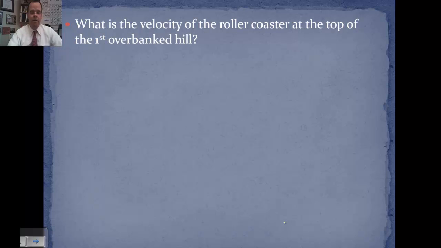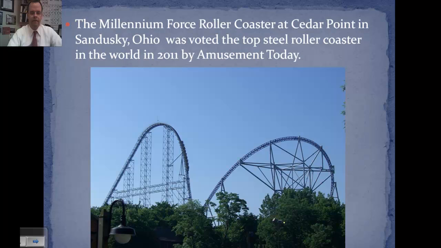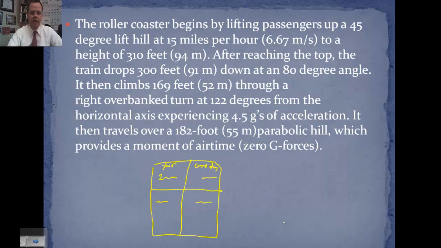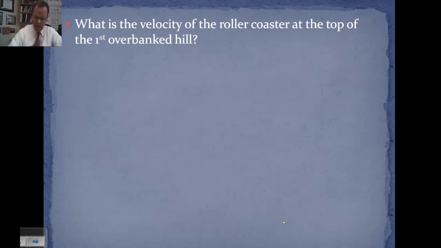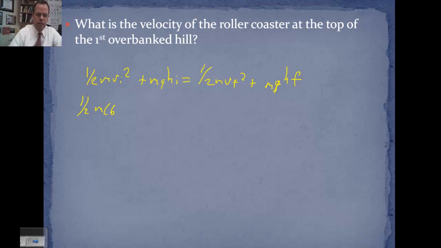Now we want the velocity at the top of the first overbanked hill. So let's go back to that data. The top of the first overbanked hill is 52 meters above the ground. So this will be a conservation of energy problem again. 1/2 mv initial squared plus mg h initial equals 1/2 mv final squared plus mg h final. Now, I like to use my original data when doing these, so my original 6.67. That way, if I made a mistake at some point in the problem, I'm not carrying that mistake through the problem.